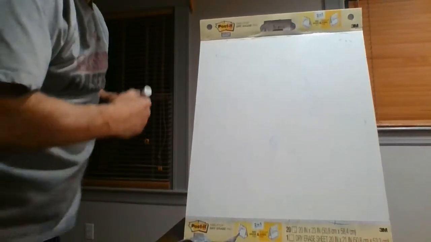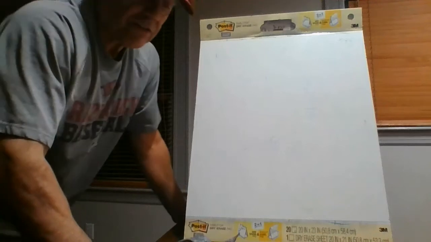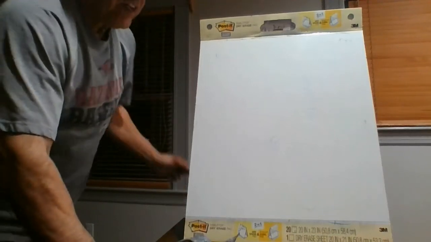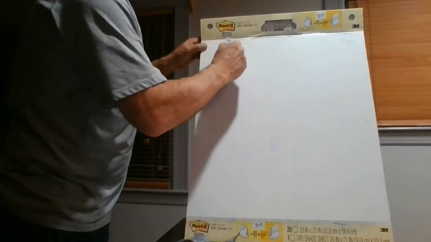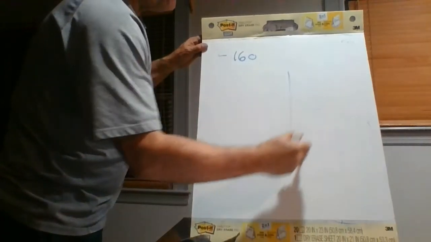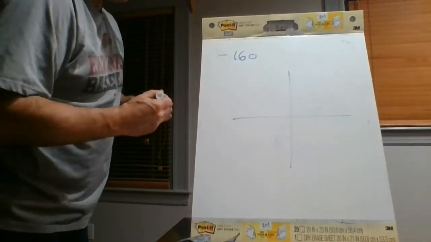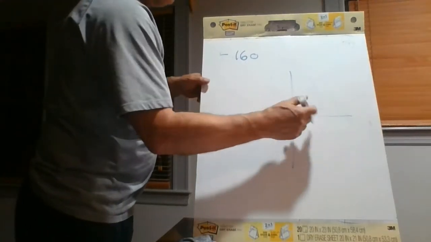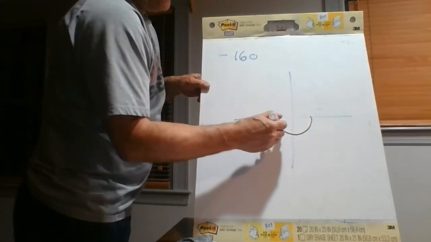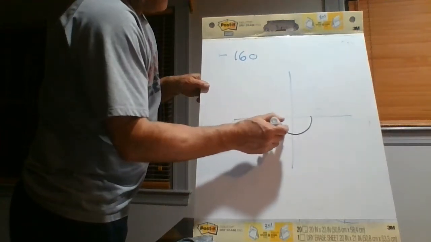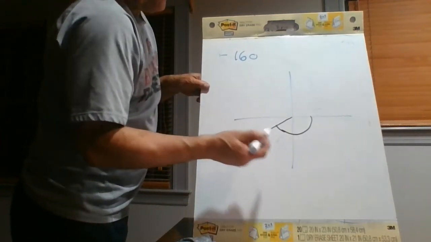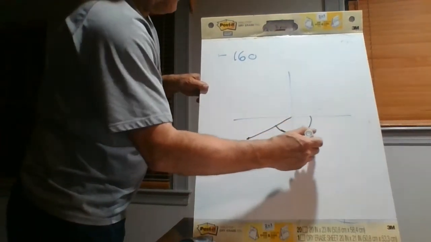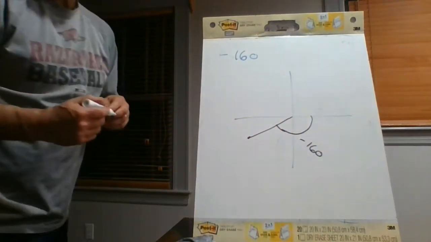So here's problem 2. It says list two angles, one positive and one negative, that are coterminal with negative 160. So coterminal means same terminal side. So where's negative 160? Negative, we go this way, is 90. All the way to there would be 180, so let's call it a little short of that. Close enough. So that's negative 160.